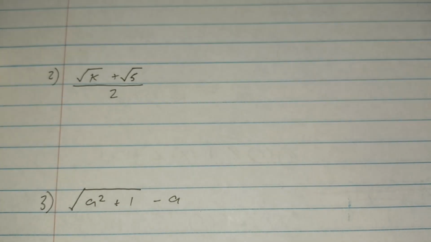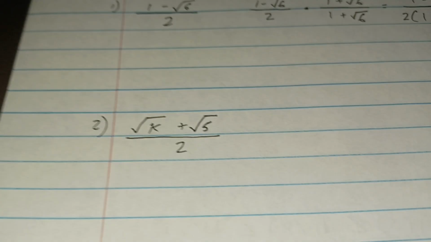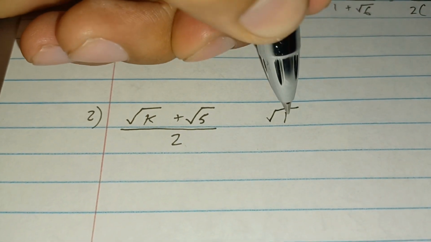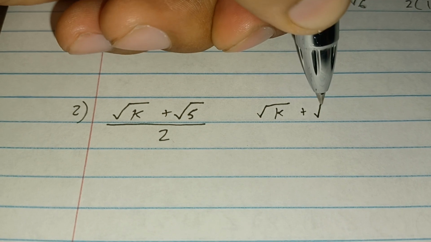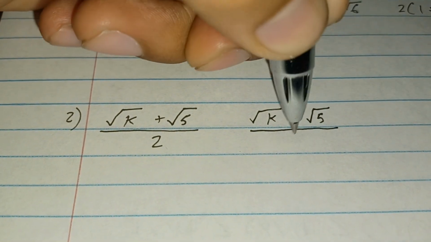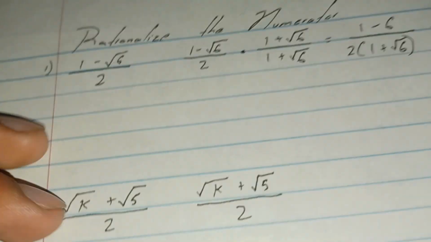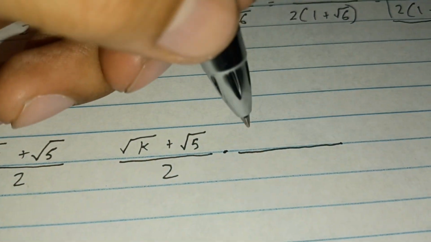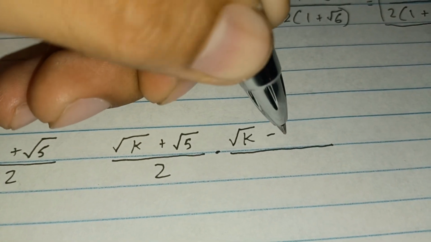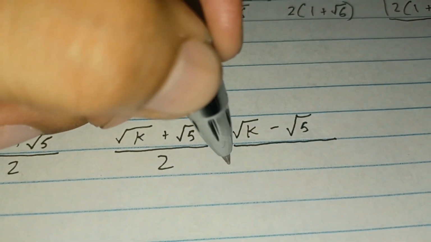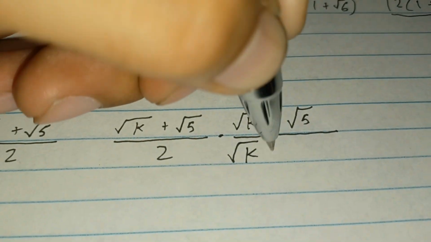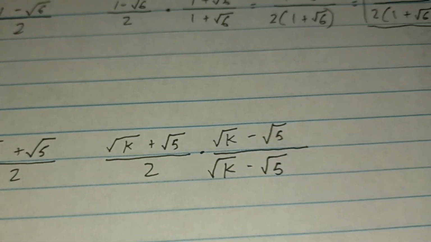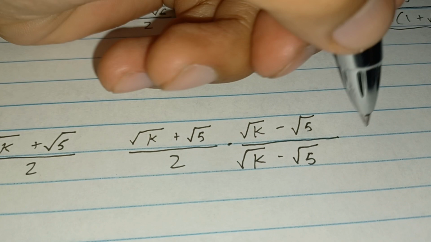Same rules apply to number 2 and number 3. Let's go ahead and do number 2. The square root of k plus the square root of 5 divided by 2. I always like to rewrite the problem here. So let's go ahead and multiply by its conjugate. What's going to be the conjugate? The conjugate is going to be the square root of k minus the square root of 5. Same thing to the denominator, square root of k minus square root of 5. So that's the conjugate. Let's multiply across.